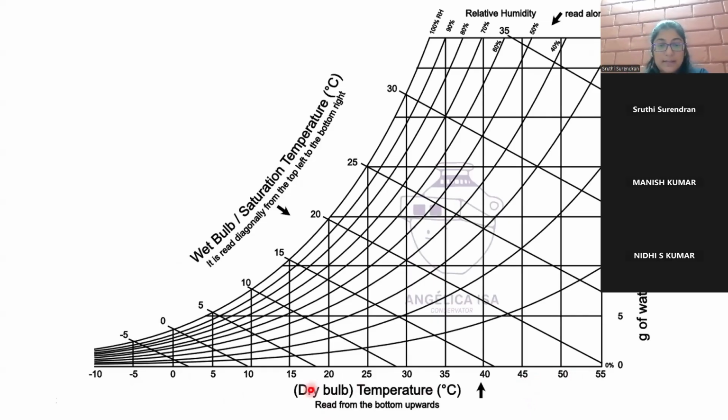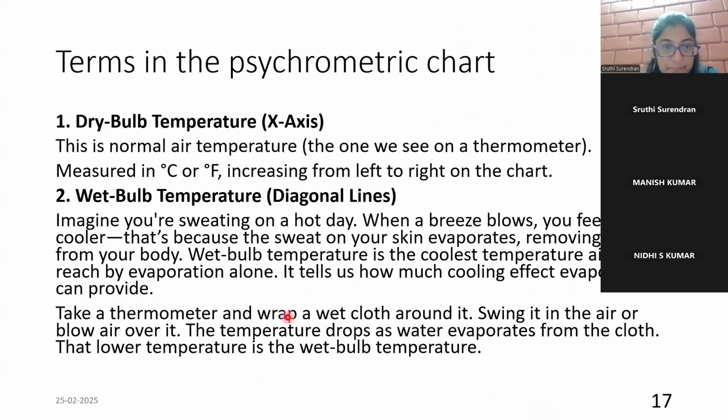So this bottom axis, they have very clearly written, read from the bottom upwards. And this x-axis is representing the temperature. So at 50 degrees Celsius, this entire line is representing all the quantities that correspond to 50 degrees Celsius. 45 degrees Celsius, this line is representing all the quantities that correspond to 45 degrees Celsius.